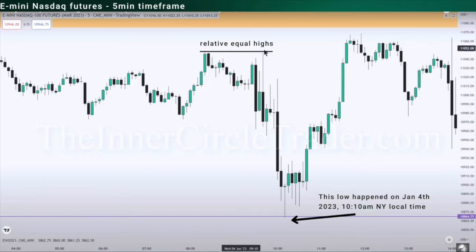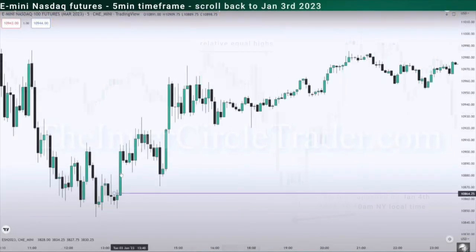As always guys, remember to put your charts at the New York local time so that we are looking at the same map, we are looking at the same charts. If we scroll back a little bit, on January 3rd, 2023, we can see where the purple line originated.